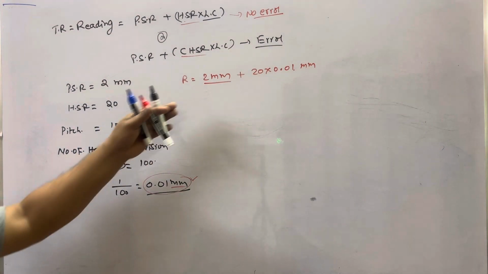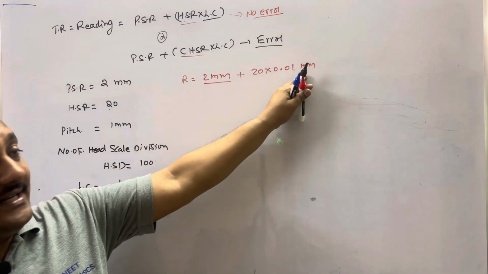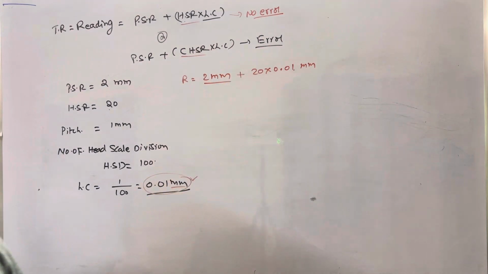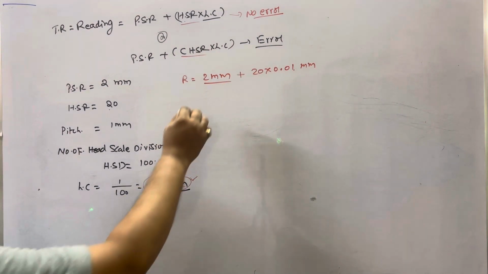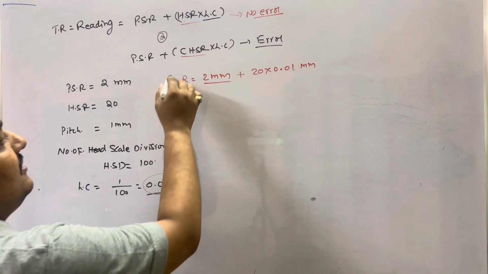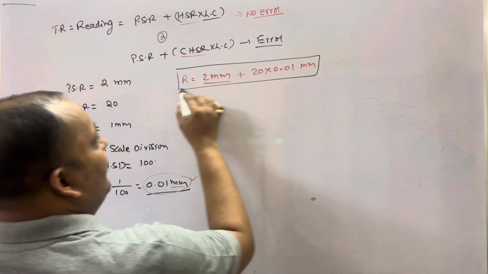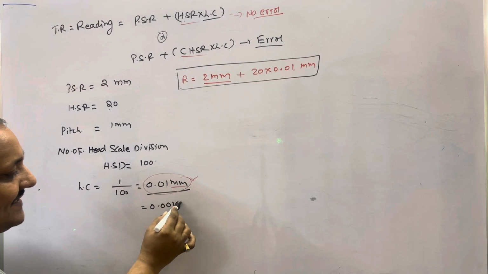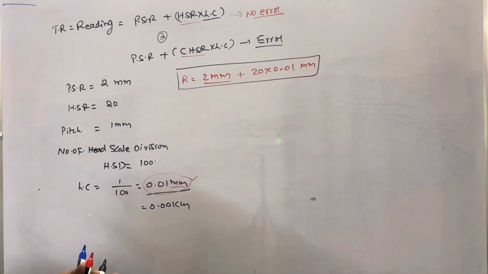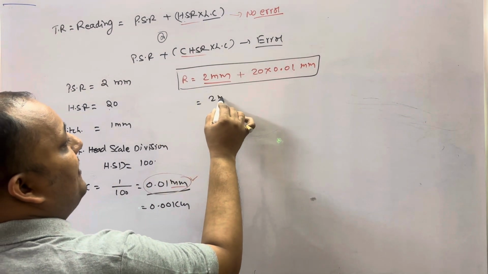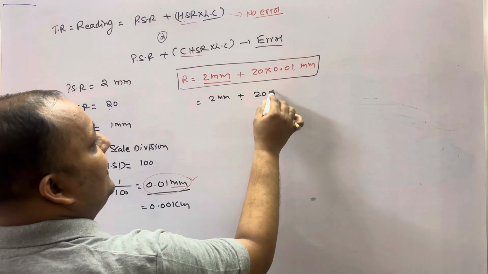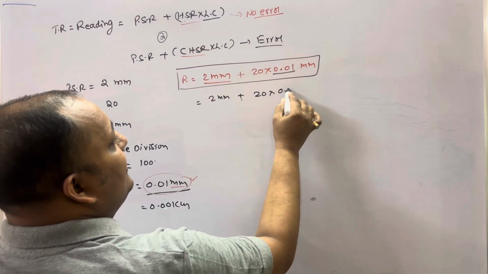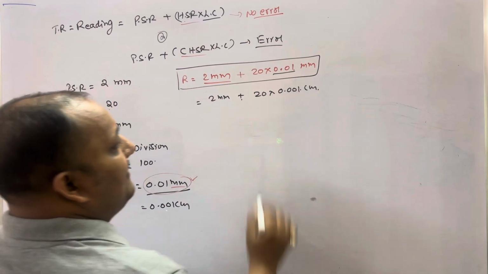centimeters. At the time this is millimeters, this is centimeters. So you have to convert both into centimeters or both into millimeters. Here it is in millimeters. Therefore, you can get the answer directly if you solve. So if they give 0.001 centimeters, then how you have to substitute: same 2 mm plus 20 into 0.001 centimeters.